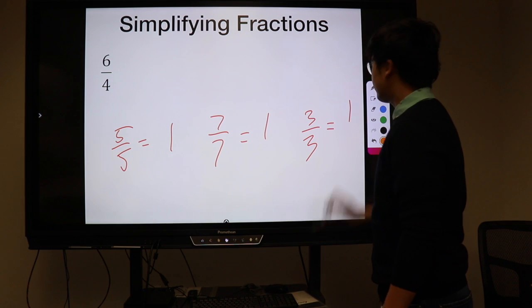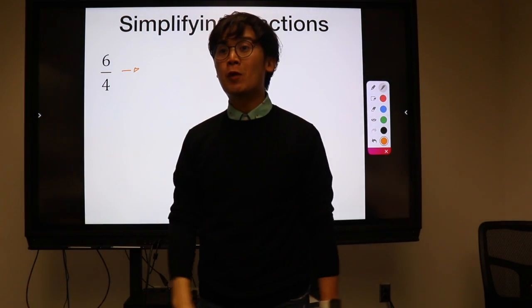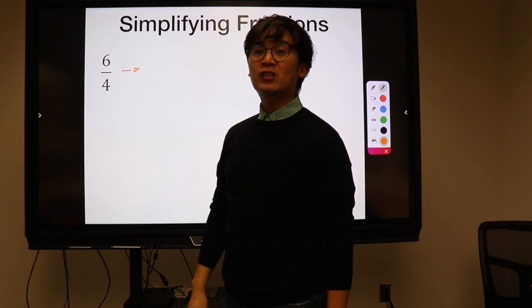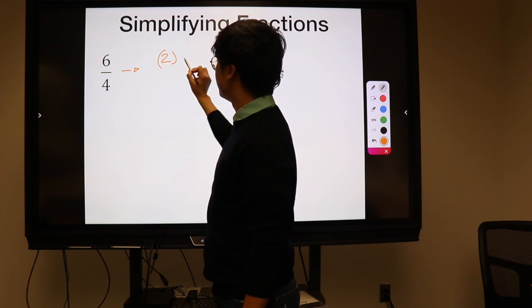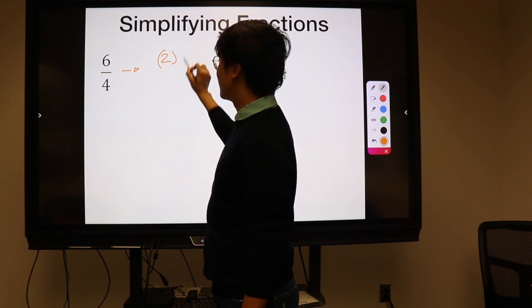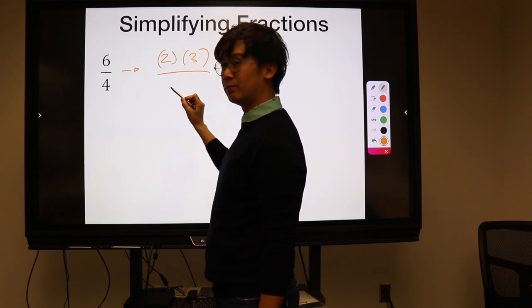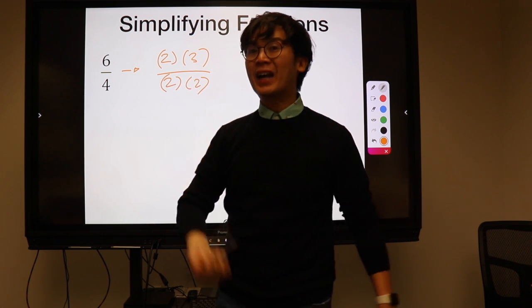Now, 6 and 4, let's do prime factorization. What is the prime factorization of 6? 2 and 3, that's right. What about 4? Almost. So 2 and 2. Now, why did I break it apart?